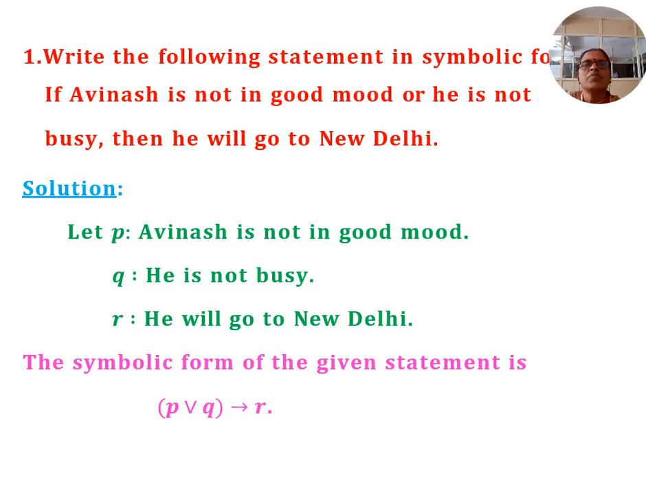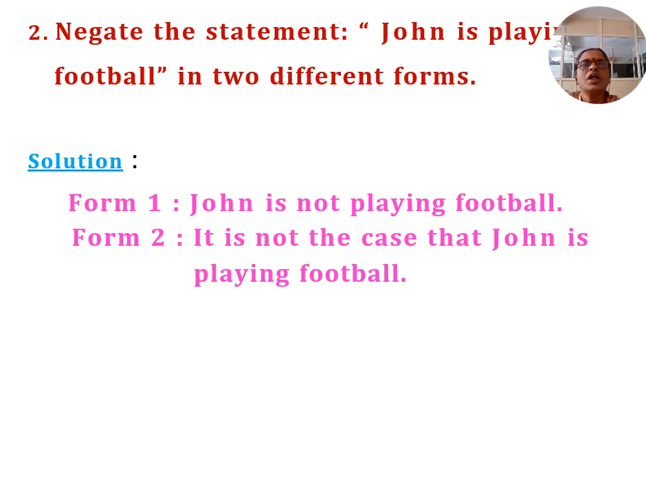So how to write the statement in symbolic form? If Avinash is not in good mood or he is not busy, then he will go to New Delhi. So there are three statements. Take the first statement as P: Avinash is not in good mood. Second statement Q: he is not busy. And third statement R: he will go to New Delhi. So the symbolic form of the given statement is (P or Q) implies R. Implication is used.